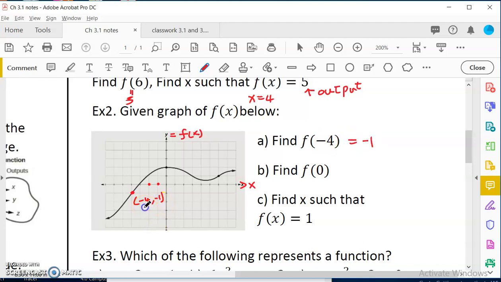You write the y value. This is the x and this is the y. When you say f of something, that something is x, so you write the y.